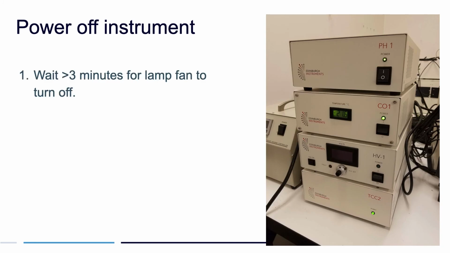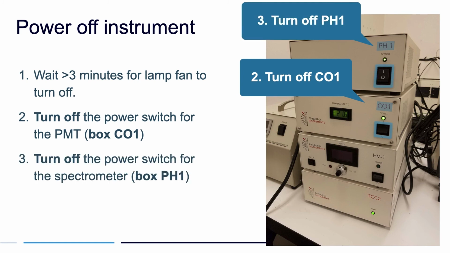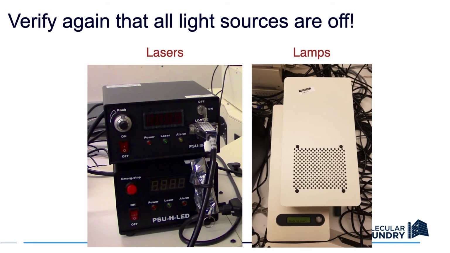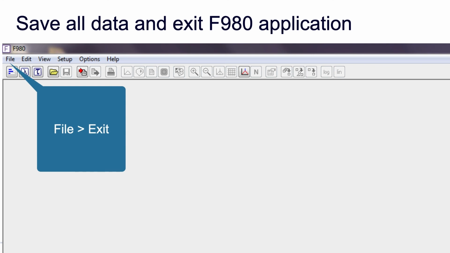You'll first make sure to wait 3 minutes for the lamp fan to turn off. Next, turn off box CO1, and then the pH1 box. Verify again that all of your light sources are off, including the lasers and the lamps. You're going to save all your data and exit the F980 application.